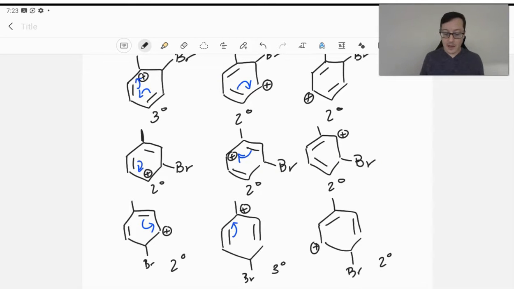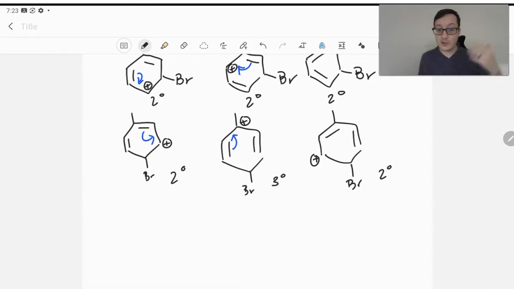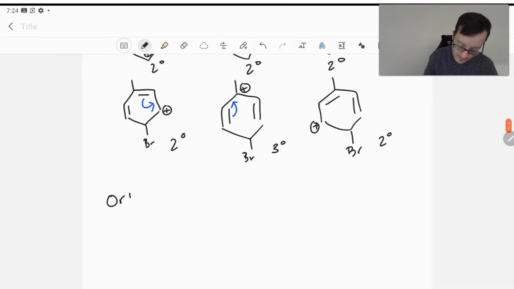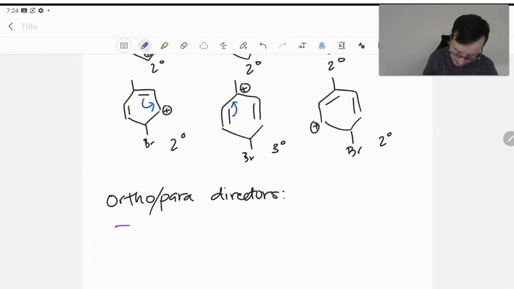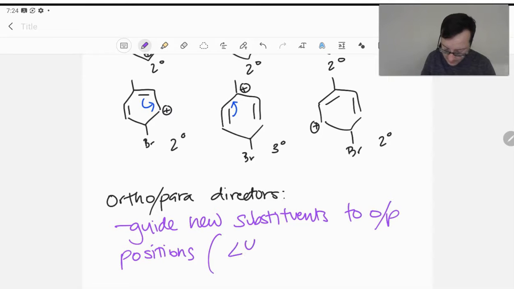And so we're going to see that anything that can add electron density to that position, like the methyl group does through hyperconjugation, will be what's called an ortho-para director. So, ortho/para directors. These will guide new substituents to ortho and para positions. And remember that with less than 4 atoms, we're probably going to go for ortho.